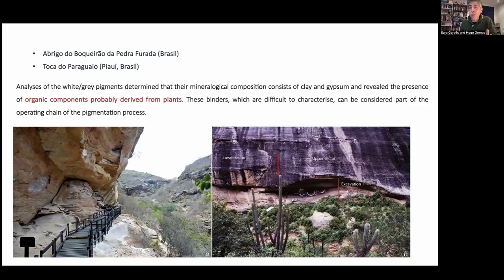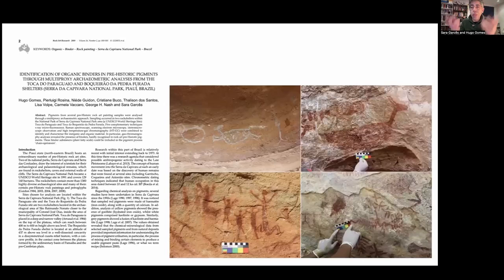We need to think that the paintings in Brazil are much more recent than the Paleolithic and schematic ones that we are dealing with here in Iberia. So again, the conservation and the utilization of the organics in this case was fine. This is the publication that is also free. If you don't know the rock art of Serra da Capivara, go and search, because it's an amazing world of rock art.